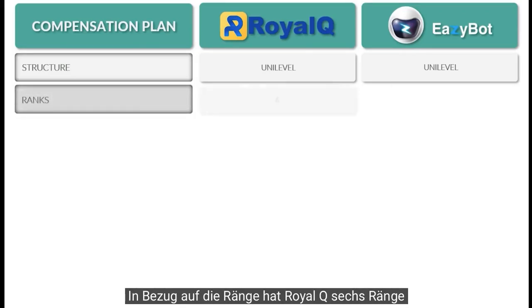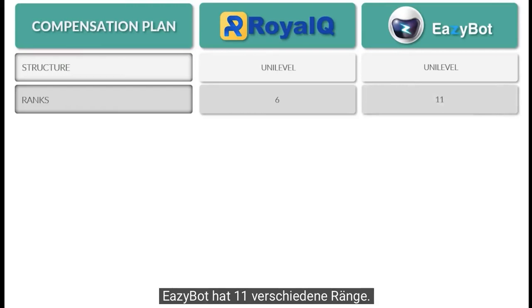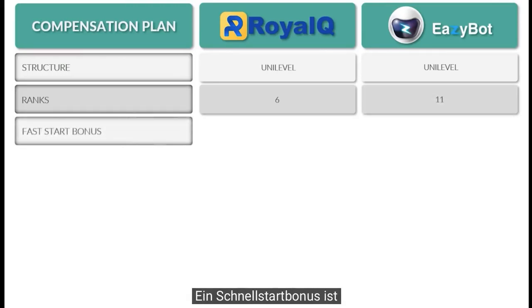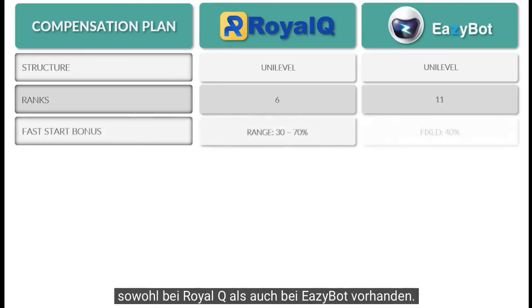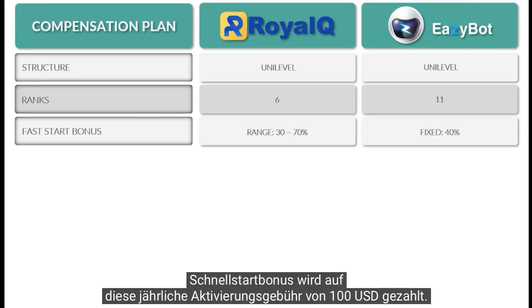In terms of ranks, RoyalQ has 6 ranks with specific requirements to reach those ranks. Eazybot has 11 different ranks. A fast start bonus is present with both RoyalQ and Eazybot. There is a range for this with RoyalQ. Fast start bonus is paid on that $100 annual activation fee.